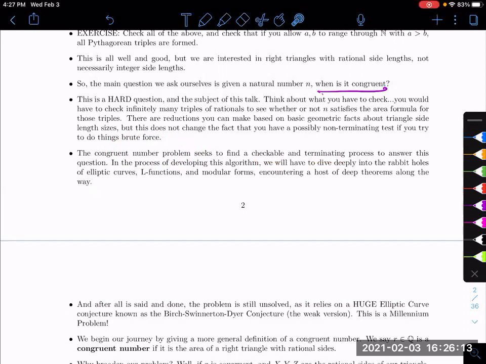In the process of developing this theorem, we're going to have to dive very deeply into two rabbit holes, or maybe three rabbit holes if you like: the rabbit holes of elliptic curves and their L functions, and then the rabbit hole of modular forms.